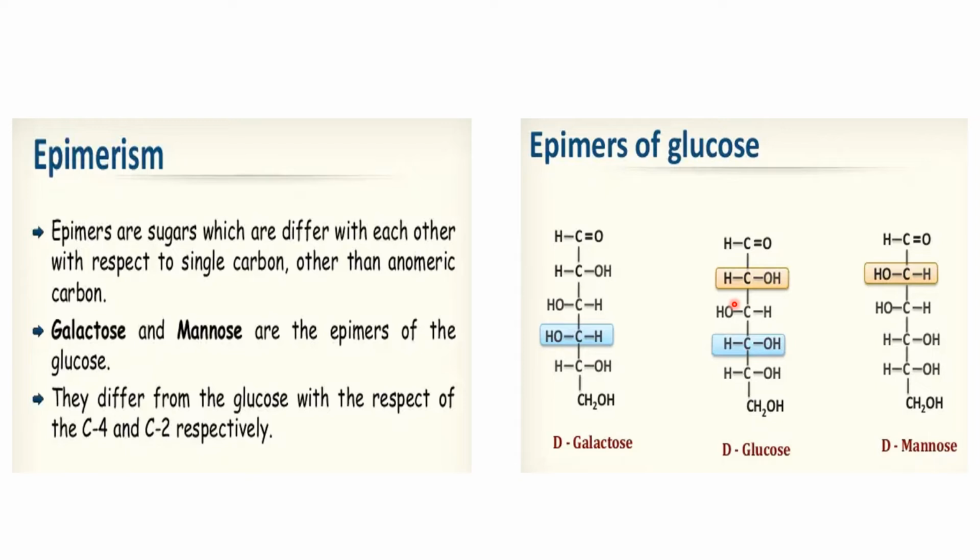But coming to the epimers, you can see the same structure here. If the second carbon also has the OH to the right side, then it is called mannose. If the glucose structure is the same, and when you compare, if the fourth carbon also has the OH group on this side, that means the left side, then that is called galactose. So these are the structures of the epimers for glucose: galactose and mannose. Epimers also belong to the sugar type, but they differ from each other with respect to a single carbon. Here the fourth carbon is changed, and here the second carbon is changed with respect to the common structure glucose. So if these two carbons are changed, that type is called epimers.